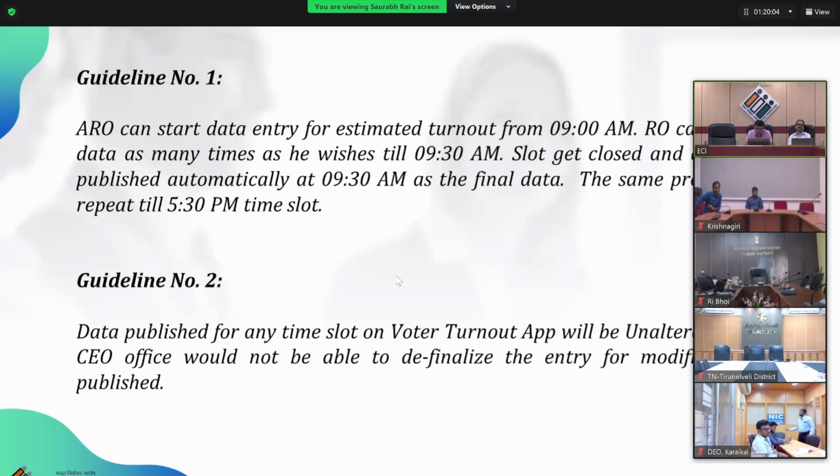Now, second, the data published for any time slot on the voter turnout tab will be unalterable, which I already told you. Like if you have made data entry for the first round, second round, or any of the six rounds, it is not alterable. The data entry for a particular round can be done only in the period for which that window is open. Only for a missed one, CEO office can enable, but for modify, it is not allowed.